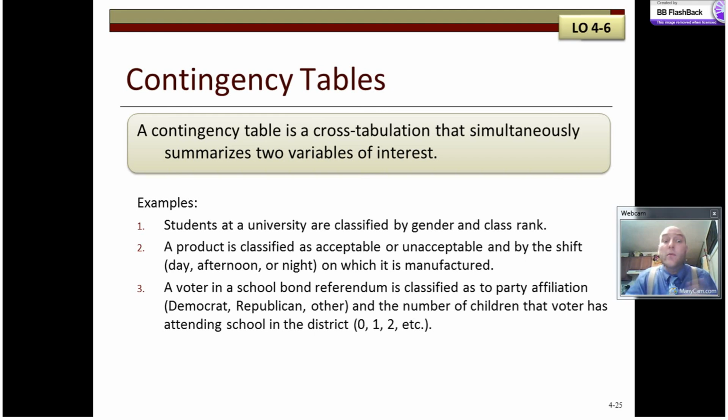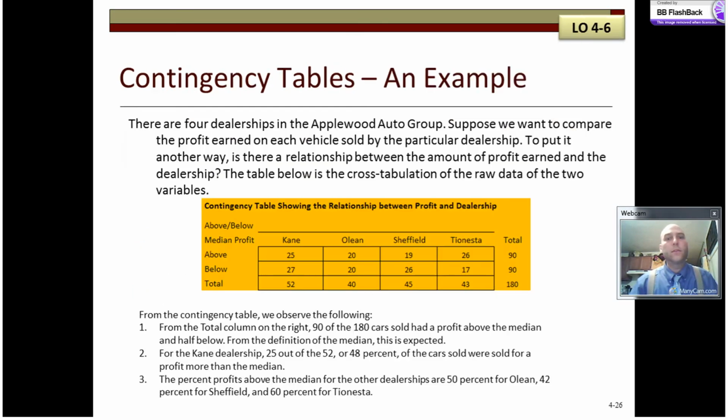In the second example, we can see if a product is classified as acceptable or unacceptable by the shift on which it's manufactured. So acceptable or unacceptable, acceptability, is one variable. Day, afternoon, night. Shift is another variable. It has 3 levels. 2 by 3, we would have a crosstab of 6. Or a voter in a school bond referendum is classified by party affiliation, one of 3 potential parties, and the number of children that person has. Again, the number of cells can get crossed.